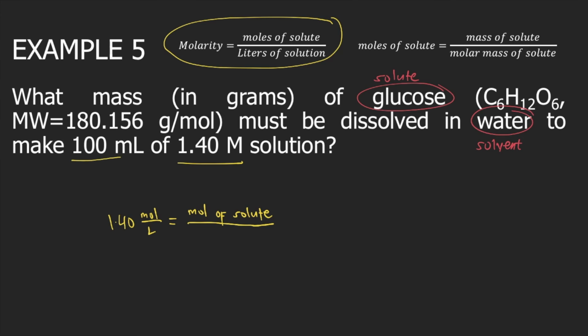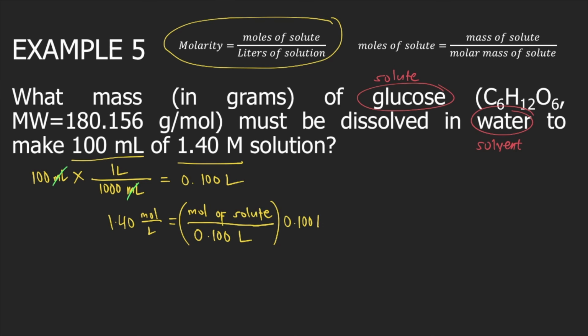We are given 100 ml, so we need to convert this first to liters using dimensional analysis. So 100 ml, 1 liter is equivalent to 1000 ml. ml will cancel, and this is equal to 0.100 liters. So you put 0.100 liters on the denominator. To solve for the moles of solute, multiply both sides by 0.100 liters.